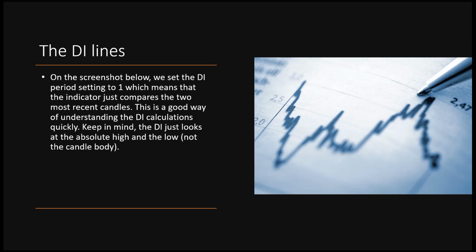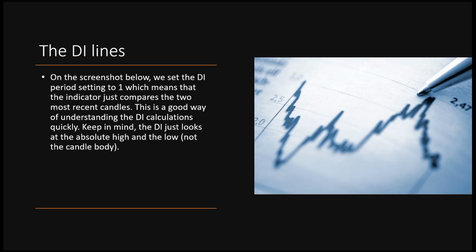So on the screenshot we're about to see, we're going to set the DI period setting to 1, which means that the indicator just compares the two most recent candles. So the DI setting is important. It is how many look back time frames we want it to compare. This is a good way to understand the DI calculations quickly.